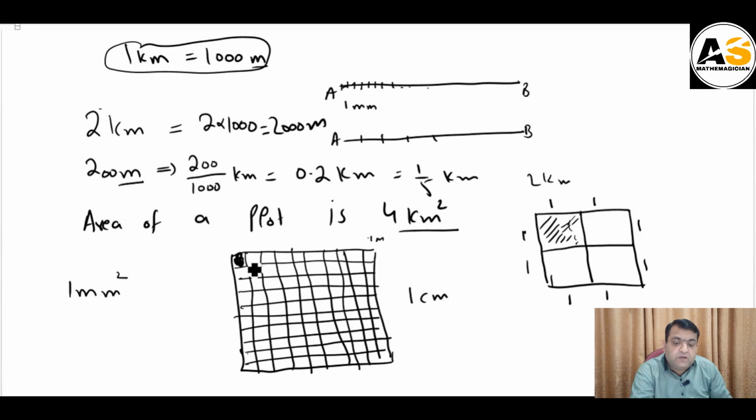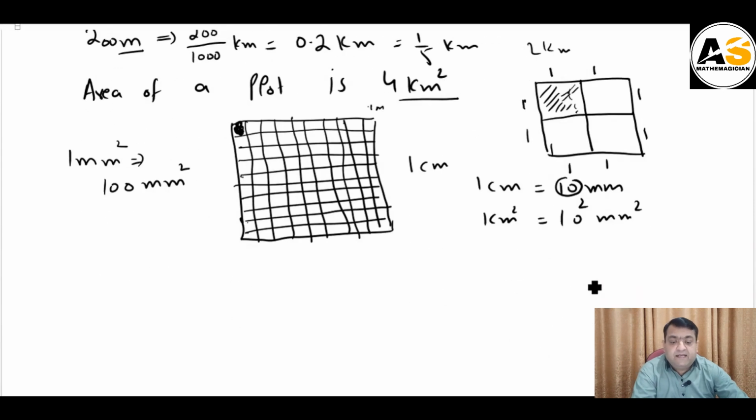So how many such squares are there? 1, 2, 3, 4, 5, 6, 7, 8, 9, 10. 1, 2, 3, 4, 5, 6, 7, 8, 9, 10. So this is basically 100 millimeter square. So 1 centimeter is equal to 10 millimeter. Similarly, 1 centimeter square is equal to 100 millimeter square. What we have to do? We have to take the square of this.